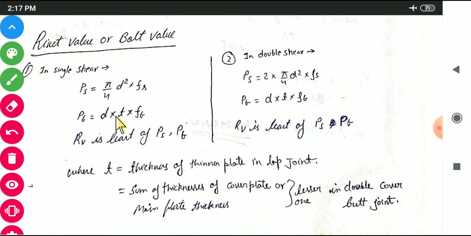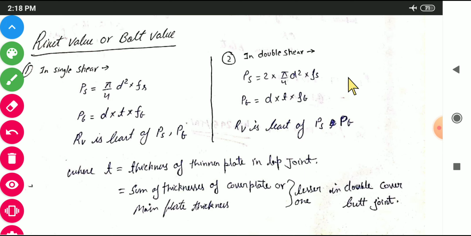The only thing you have to notice is the thickness in these two cases, single shear and double shear. For single shear, the thickness will be the thickness of the thinner plate in the lap joint. Whichever plate is the thinner one you will take in the lap joint, that is T. But in double shear there will be two types of plate, cover plate and main plate. So the sum of the thickness of the cover plates, that is T1 plus T1, or the thickness of the main plate, that is T2, whichever is less will be taken in the double cover butt joint. So that will be the thickness.